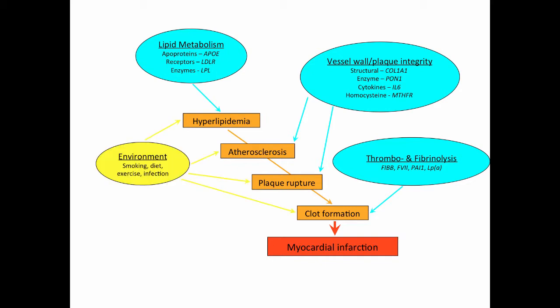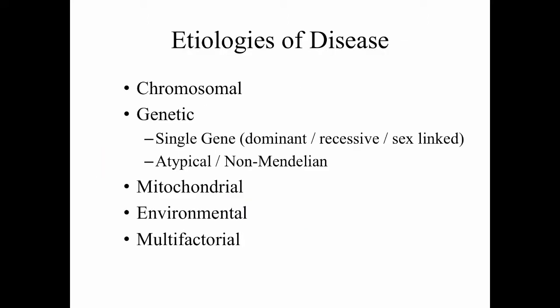There are clearly environmental factors like smoking, diet, exercise or lack thereof, or potentially infection that might relate to any of these steps along the path to a myocardial infarction. And there are clearly other diseases that can lead to potential problems that might relate to a myocardial infarct, like hypertension or diabetes or obesity.